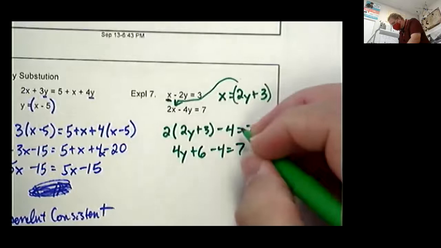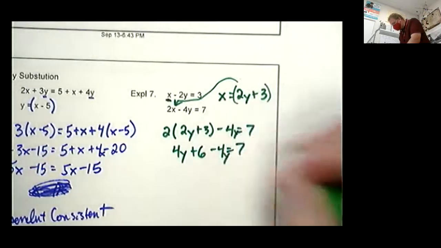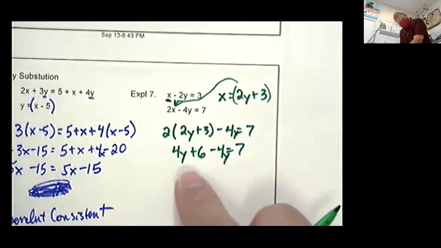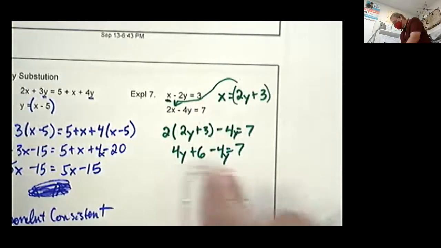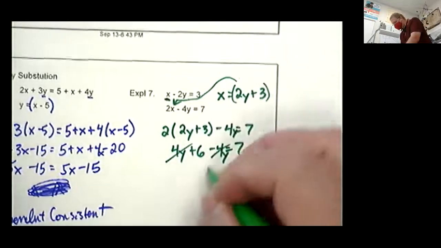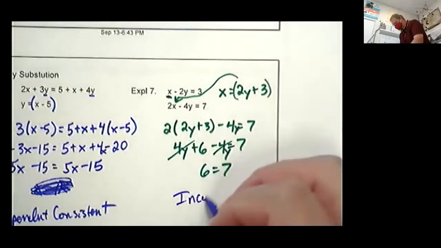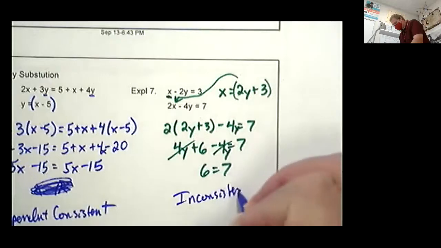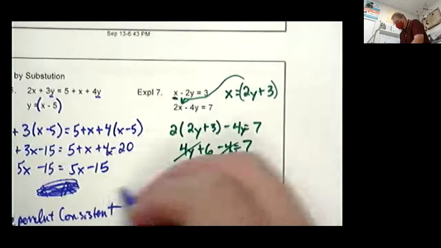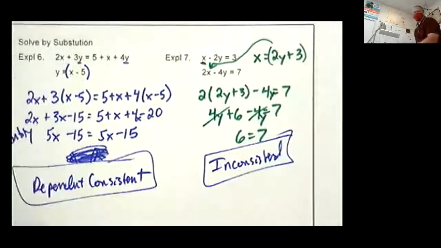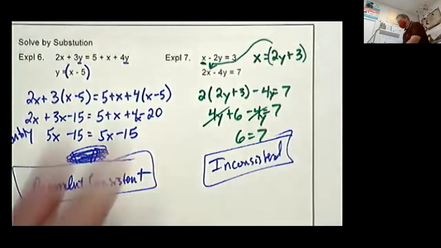And that was 4y. I missed that. That was 4y. So what happens to plus 4y minus 4y? That cancels to give 6 is equal to 7. Can 6 equal 7? That can't happen. This was no solution, which we're going to define as inconsistent. You do need to include the type of equation if the directions ask for it.